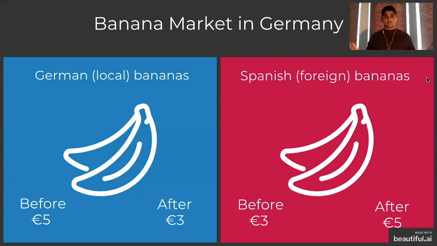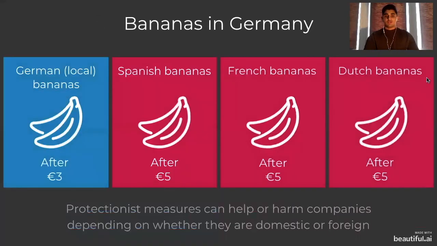But remember, it's not fair. It's not fair competition, because the only reason those German bananas have begun selling well is because they were helped out by their government, right? It's not fair competition. And the German government could do this for not just Spanish bananas, but French and Dutch bananas as well. And suddenly, what you've done is you've eradicated all the competition from those German bananas, so that you're only propping up the German ones, and all the foreign ones will pretty much go out of business. And so these protectionist measures can help or harm companies depending on whether they are domestic or foreign.